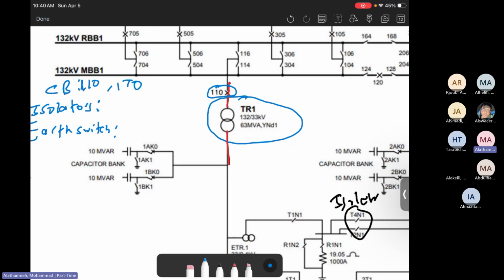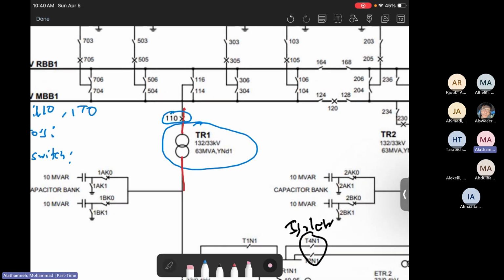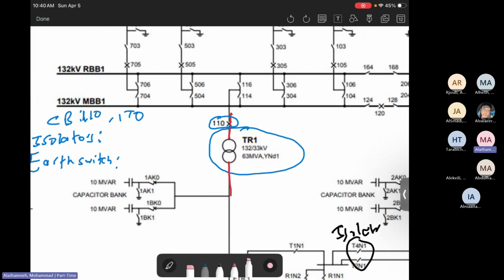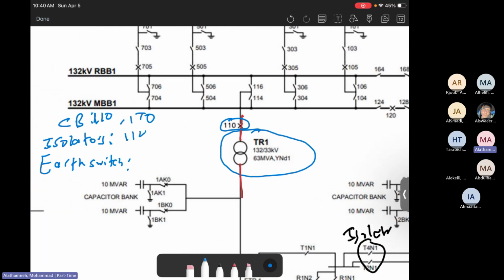The next thing, you need to do the isolators. Now isolators start from the upper path, which is here. Where are the isolators? There is 400, 114, and 116. So we will write 114 and 116. Do you think this is enough? No. Let's keep going down.